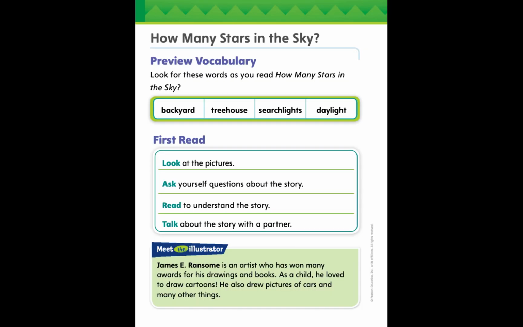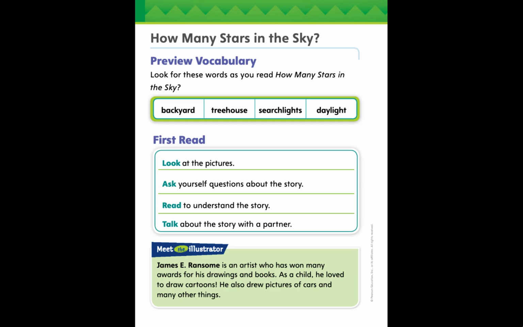Now we're going to go over vocabulary. We're going to preview the words that we're going to see frequently throughout the book. So as you're reading, you're going to look for these 4 words. You're going to look for the words backyard, treehouse, searchlights, and daylight. So I've noticed something about all 4 of these words. All 4 of these words are compound words, meaning they are 2 words put together.